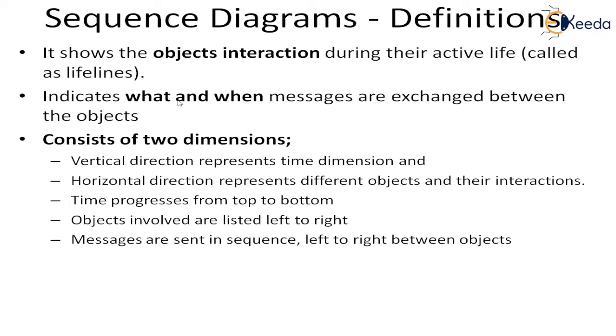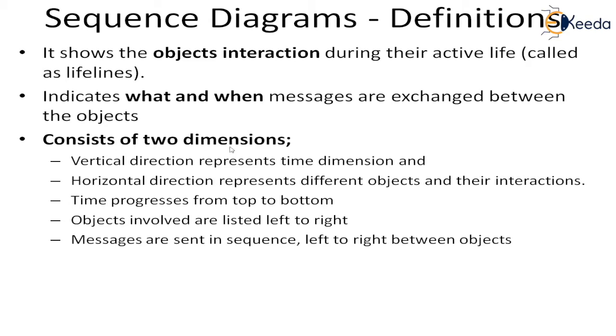It indicates what and when messages are exchanged between the objects. So the sequence diagram will indicate to us, because we said it deals with the time sequence, not only what messages are being exchanged, it will also tell us when the messages are being exchanged between the objects. So there is one object and the other object, and it is exchanging the message.